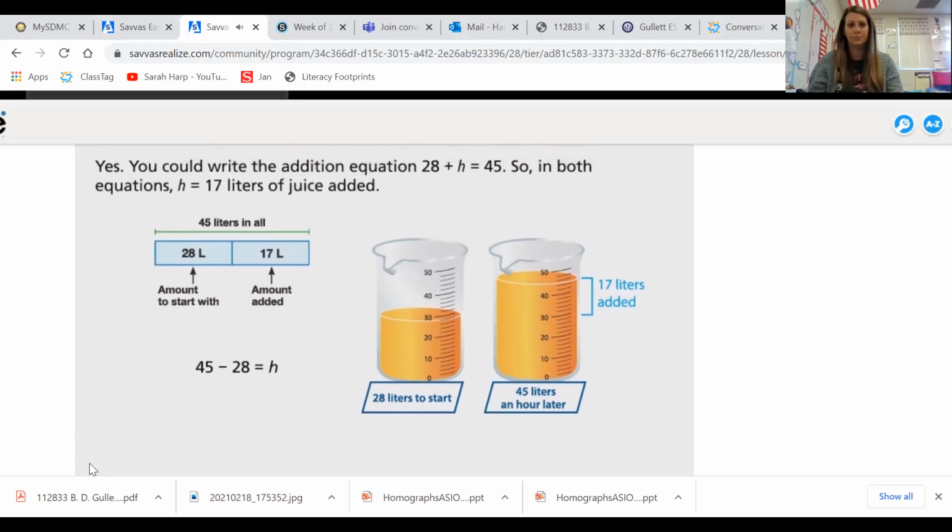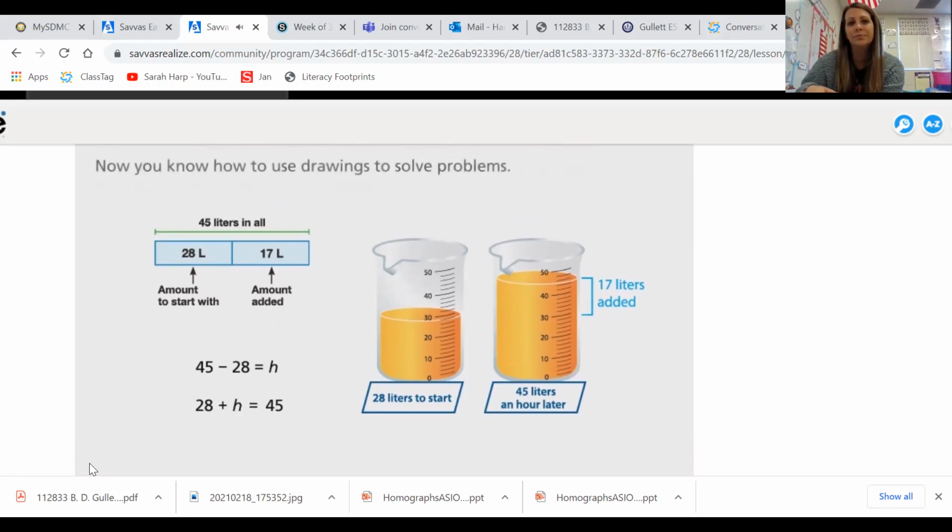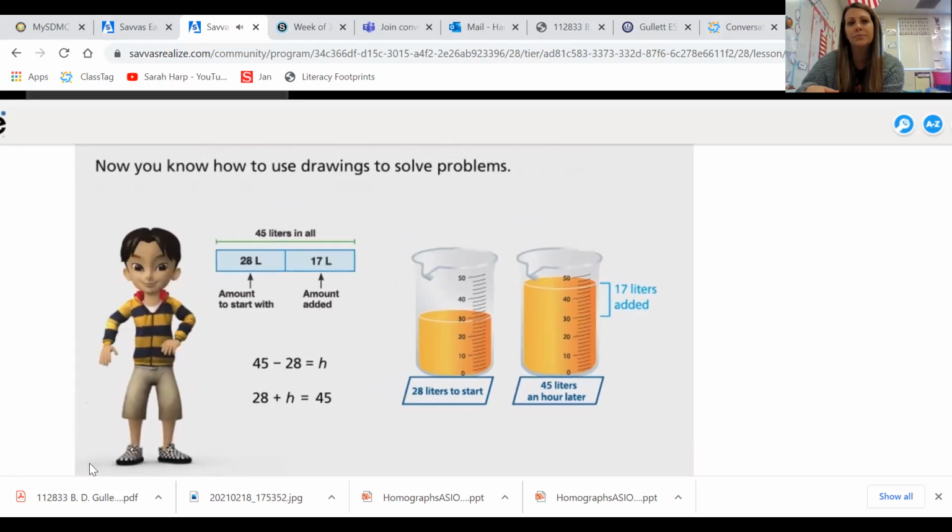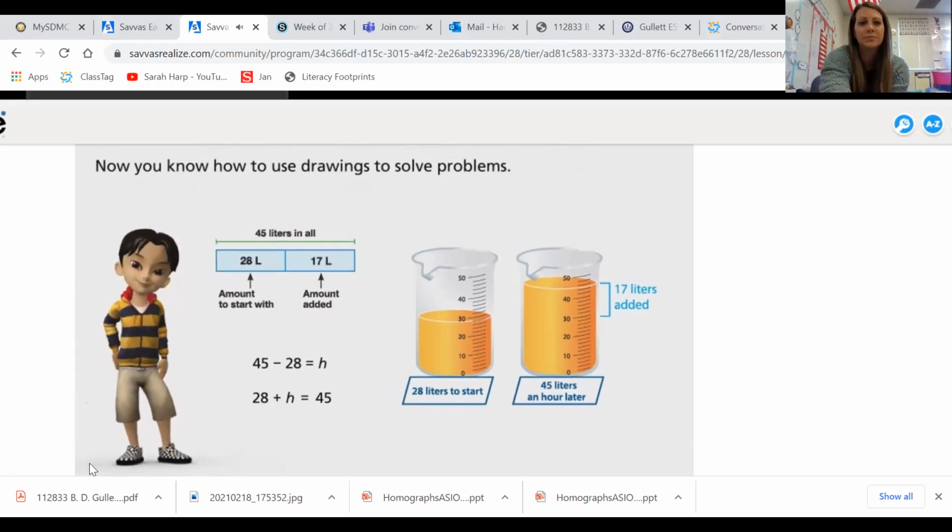Yes, you could write the addition equation 28 plus h equals 45. So in both equations, h equals 17 liters of juice added. Now you know how to use drawings to solve problems.